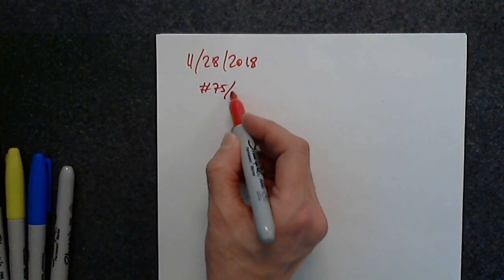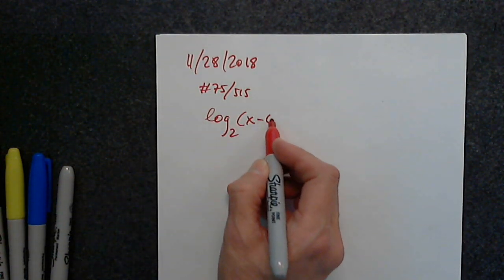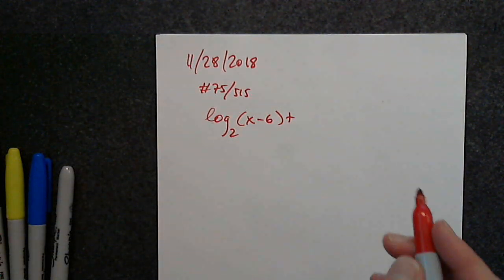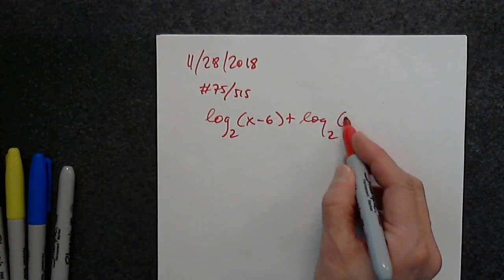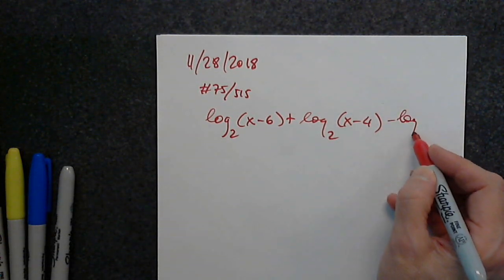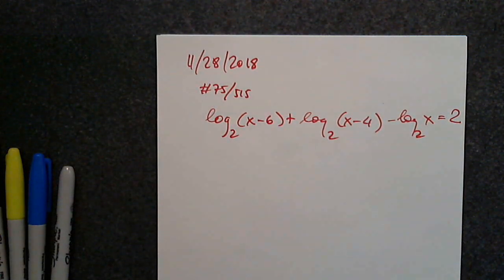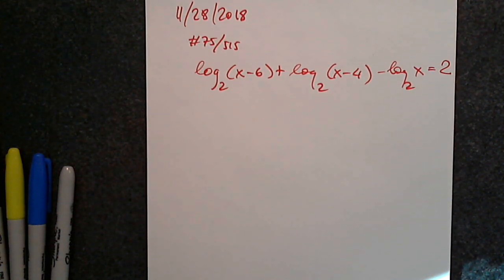75 on page 515. Log base 2 of x minus 6 plus log base 2 of x minus 4 minus log base 2 of x equals 2. This is a log equation, obviously.